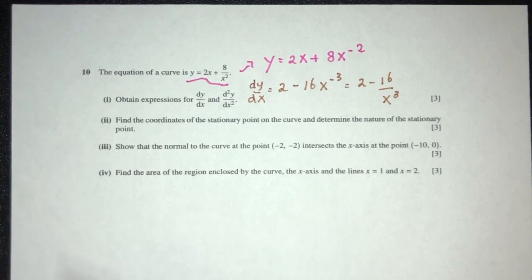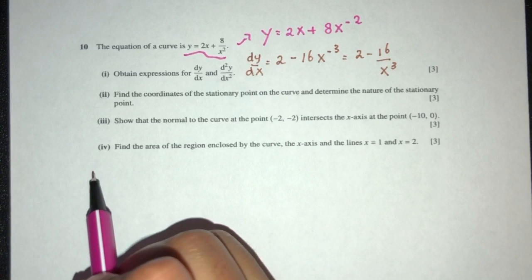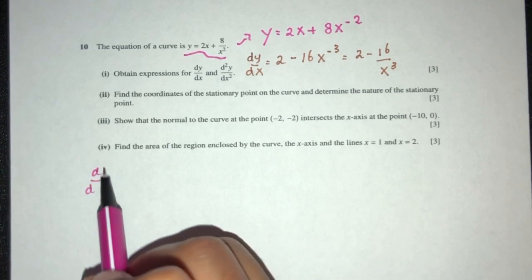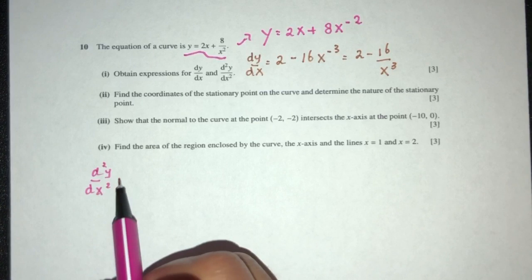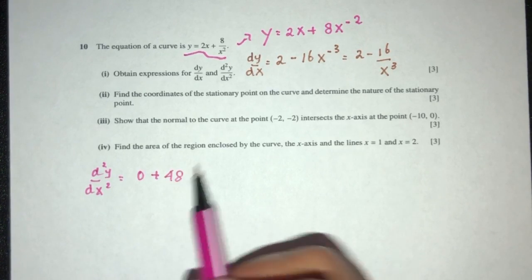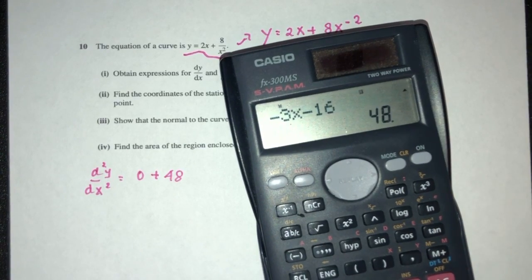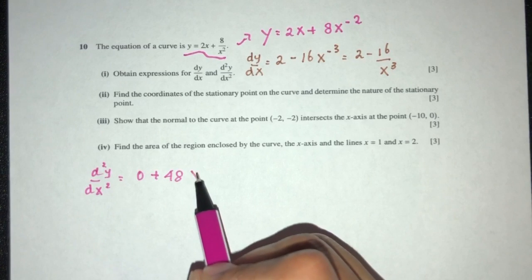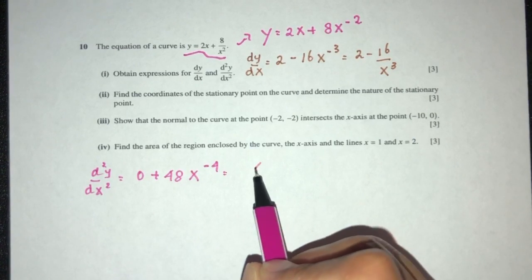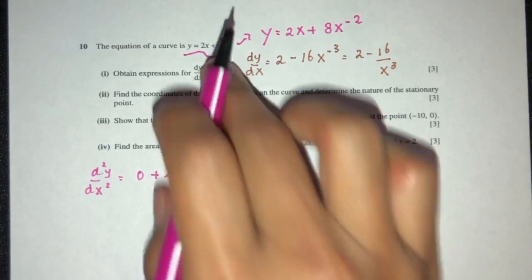Now for part 2, d2y by dx2, let's see what do we have. So differentiate this, d2y by dx2. That will be 0, and we will have 48. So minus 3 times 16, that will be what? Minus 3 times minus 16, that should be 48. Then we have to minus 1 to the power, should be this, and finally that should be 48 over the value of x power 4. That is part 1 of the question.